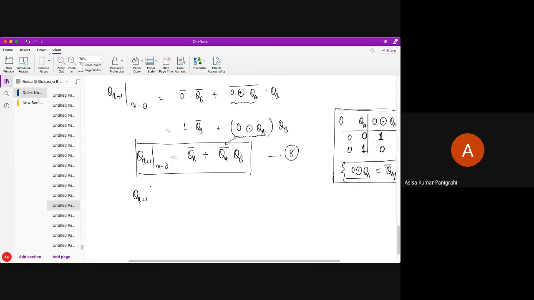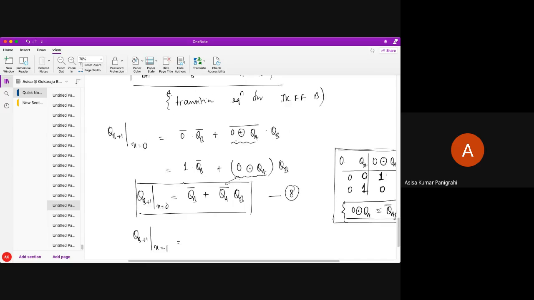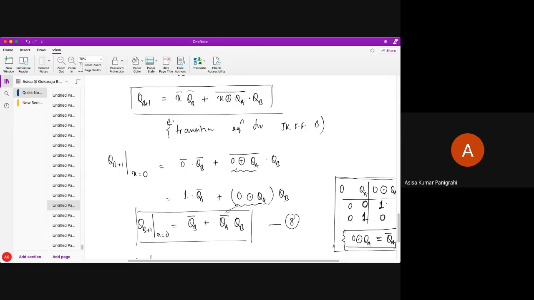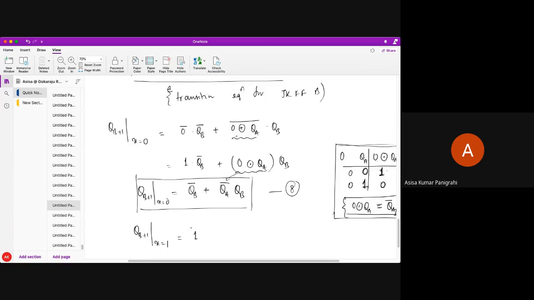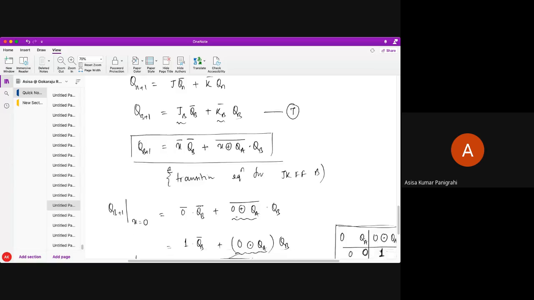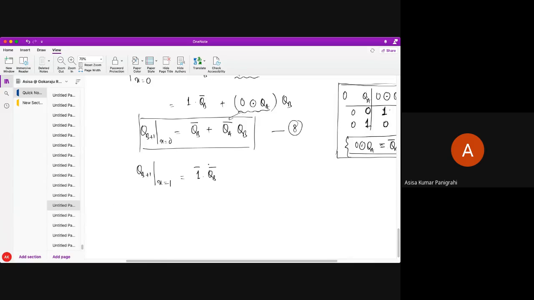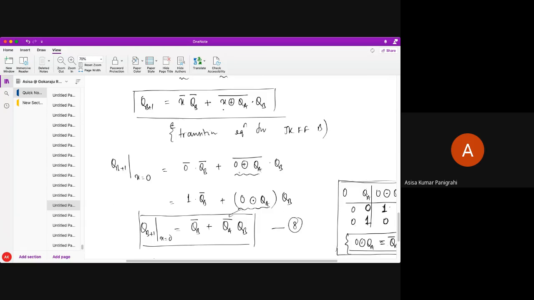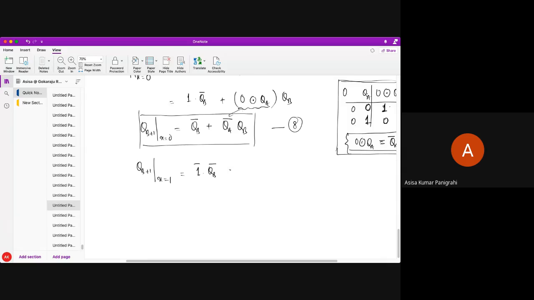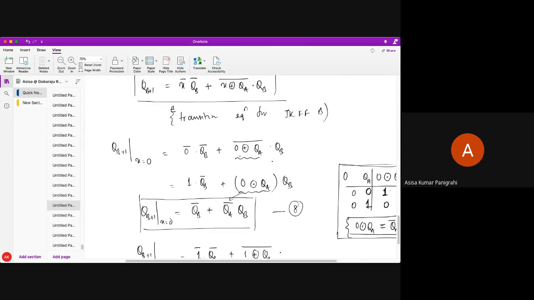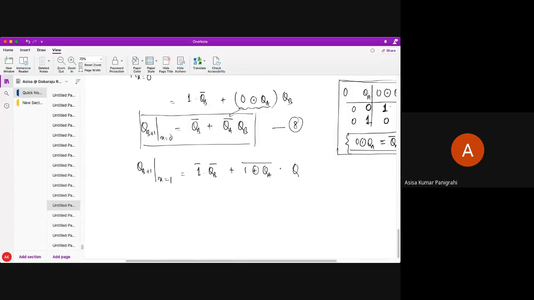Now I am going to find out QB plus 1 at x equal to 1. For that case, I am going to put x equal to 1 over here. So what do I have to get? 1 bar QB bar, or x XOR QA, which means 1 XOR QA whole bar and QB. Okay. So now tell me, how will it look like actually?